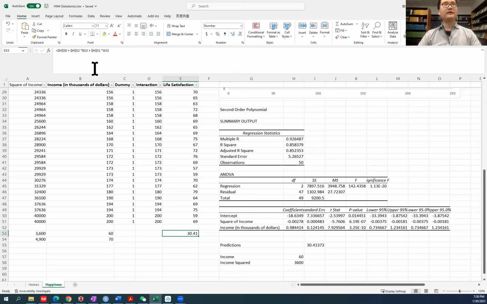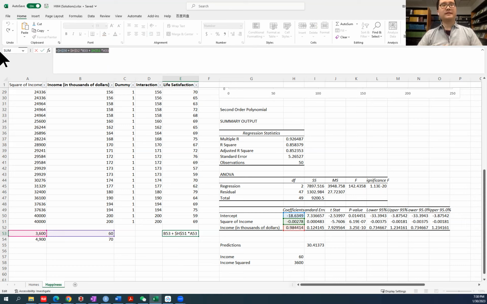Let's review the formula or equation used to calculate life satisfaction. Notice that it's nothing but a linear combination of the coefficients here in the absolutely referenced cells and the predictors. This is income, this is square of income.